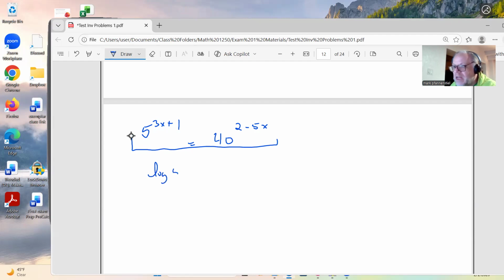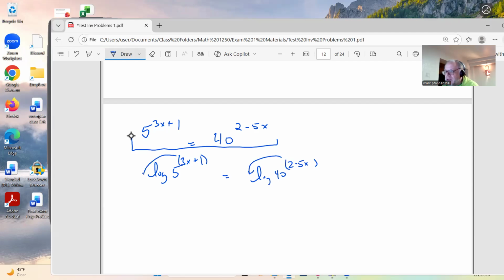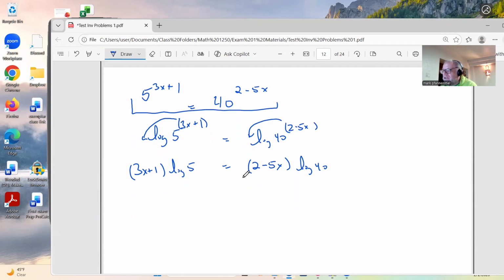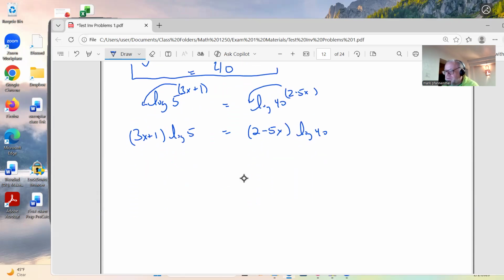So we have log of 5 to the 3x plus 1 is equal to log of 40 to the 2 minus 5x. Right? And the whole point of doing this is that there is a rule in logarithms that allows our exponent to come down in front. It's one of the big rules that we use. So here we have (3x plus 1) log 5. Now log 5 is just a number. And this is equal to (2 minus 5x) log 40. Again, it's just a number. And what we're going to do is distribute this through. So our first step: take the logarithm. Our second step is distribute.